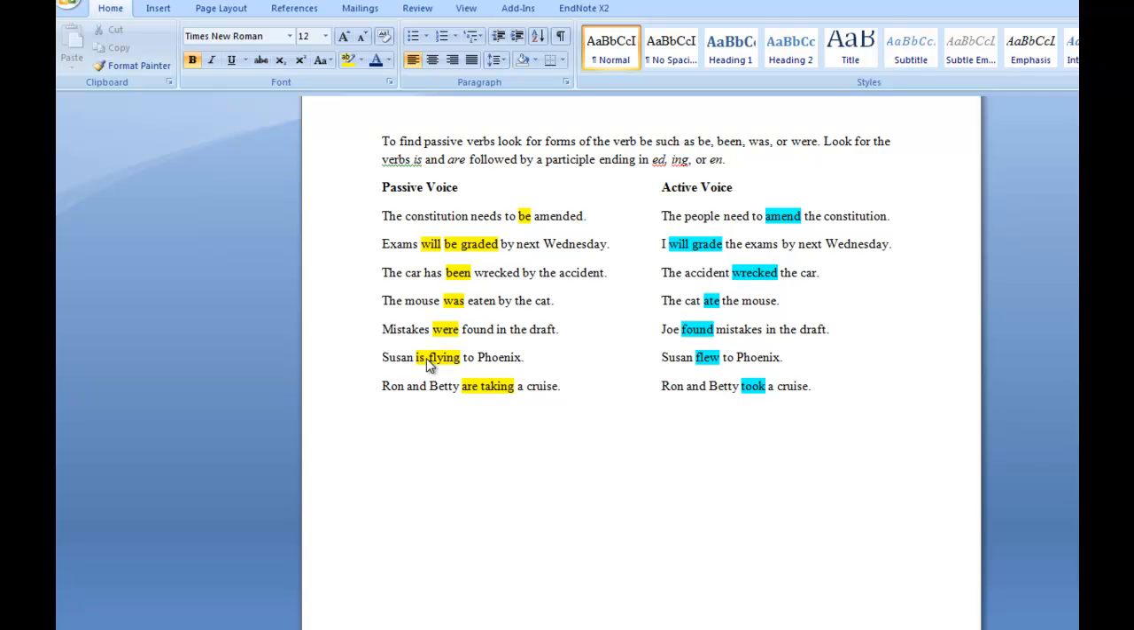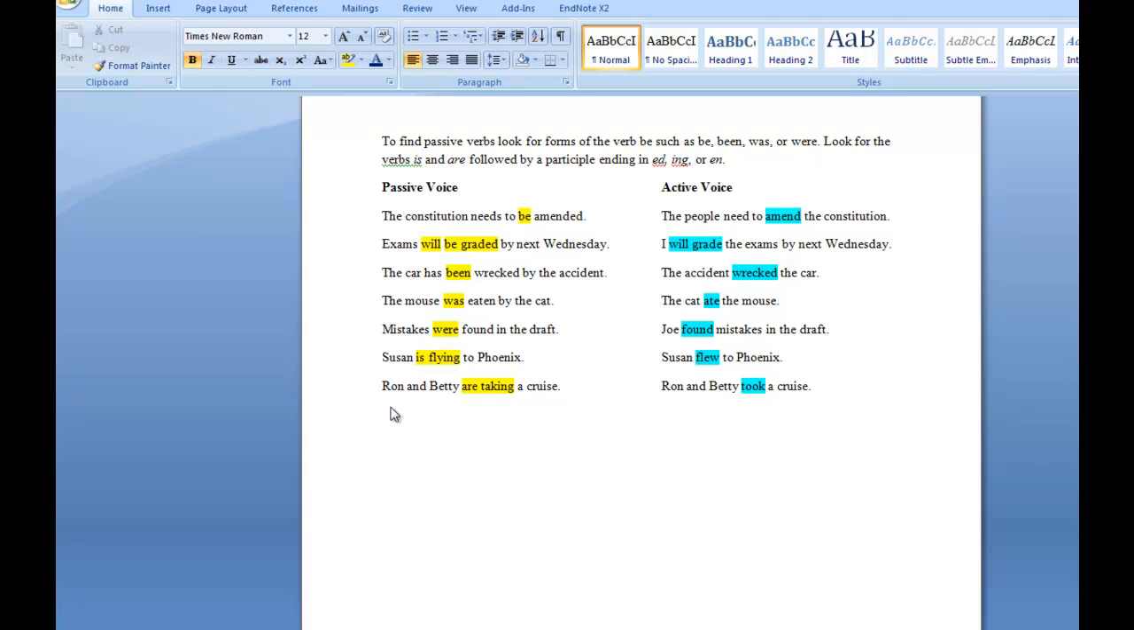Another example is Susan is flying, and here we're talking about a participle, which we mentioned up here. Flying ends in ing, so look for words ending in ing, ed, or en, or n. Susan is flying to Phoenix. That's a passive. And if we want an active sentence instead, we just substitute Susan flew to Phoenix. Notice in this case we didn't have to flip the subject and the object because they were already in the right place. We just had to get rid of a passive form with an active form, and that corrected our sentence.